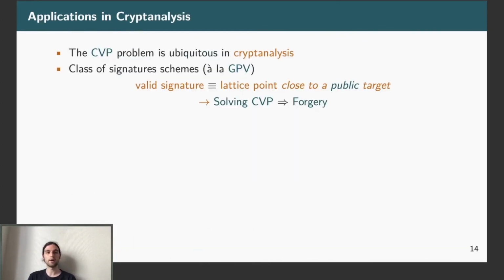So what are the applications of this kind of result? First of all, the CVP problem is ubiquitous in cryptanalysis, and we can see it in many places, in particular for signature schemes following the so-called GPV framework. In this framework, a valid signature is nothing more than a lattice point which is close to a public target. And this public target is mainly the hash of the message we want to sign. Therefore, solving CVP in the lattice of the signature scheme results in making a forgery.